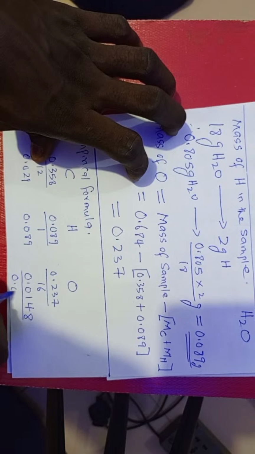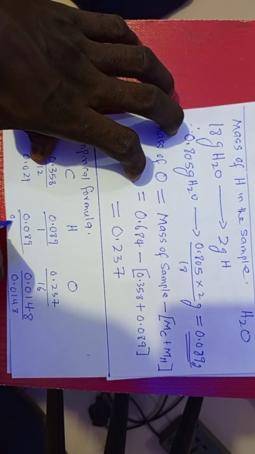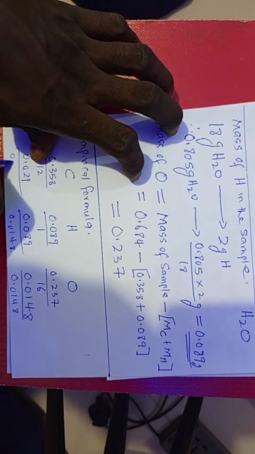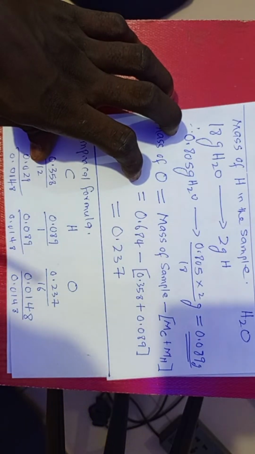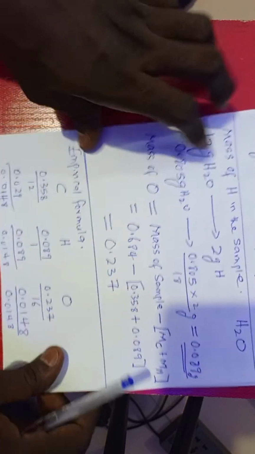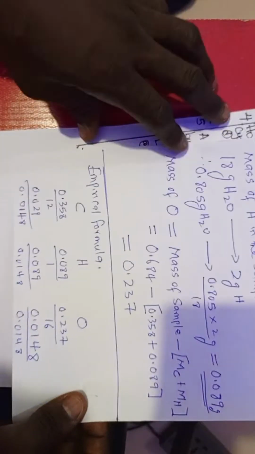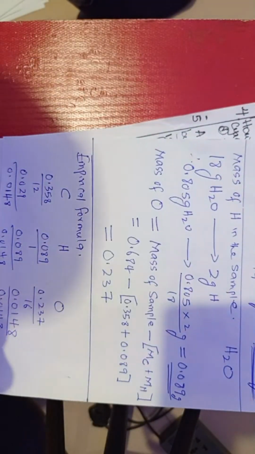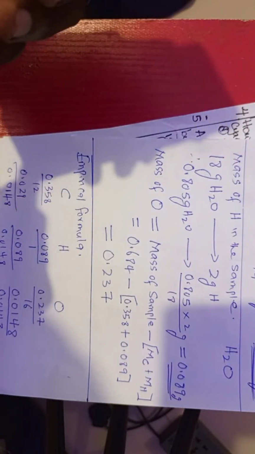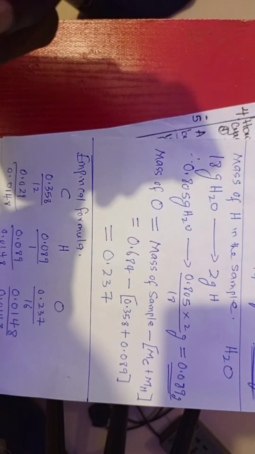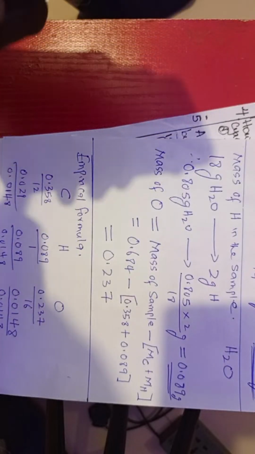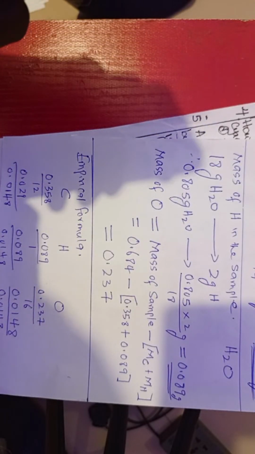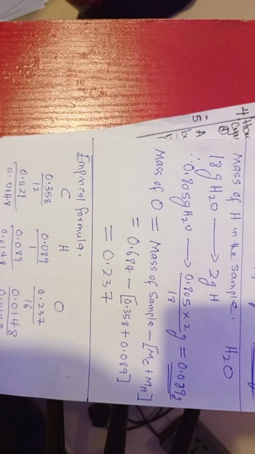That is dividing through by 0.0148. Now, what are we going to get as our answer? Drop your answers now. For carbon, what is the answer? 0.029 divided by 0.0148. Okay, I'm having 1.95 there, which is 2. So I have 2 there.